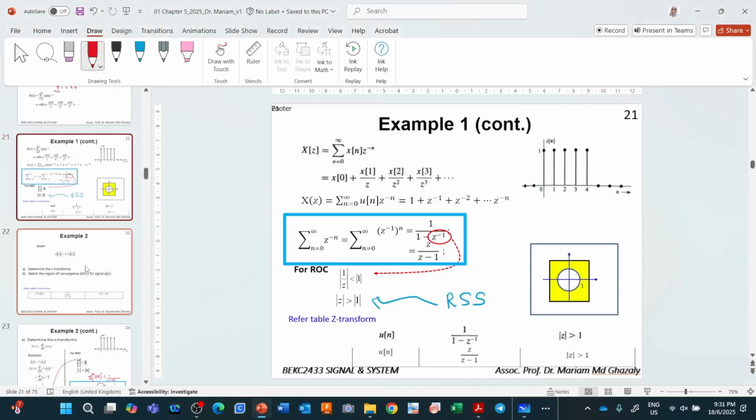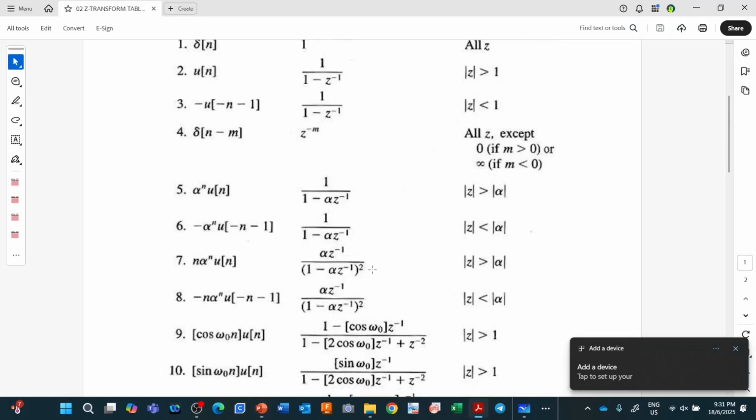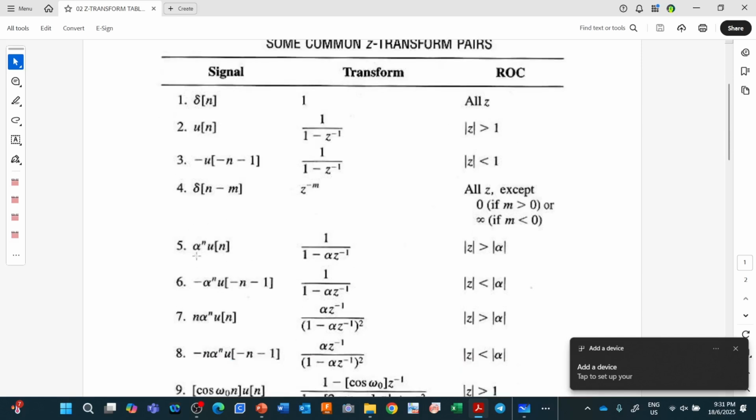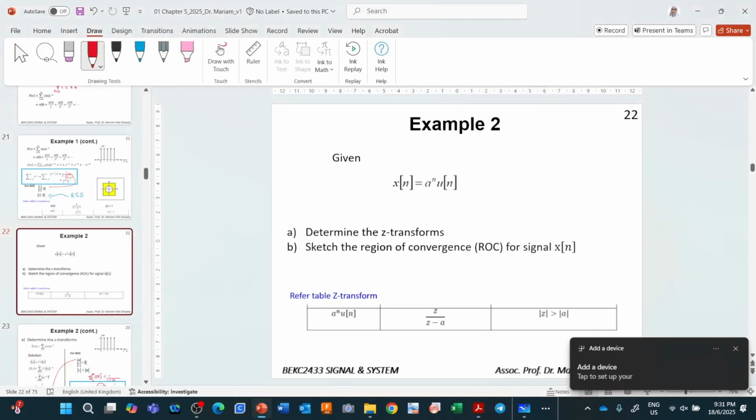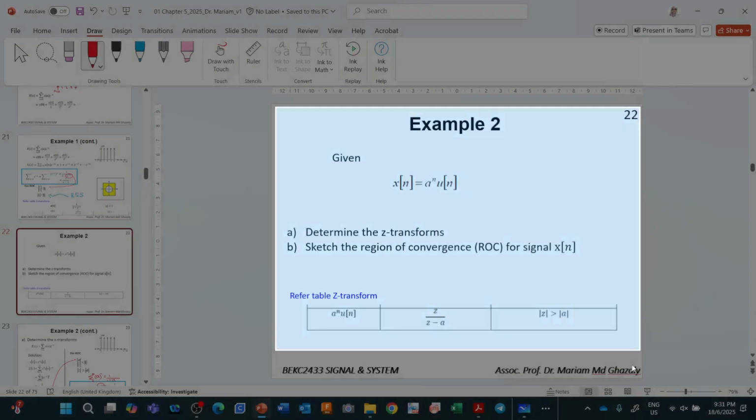Okay. Let's do a very quick one, just to prove it for another equation, which is a bit different. We have x[n] equals a to the power of n u[n]. If you look at what we did just now, what did we prove? u[n] value, and the ROC is |z| more than 1. Now we try to prove this one, a^n u[n], using the same method.